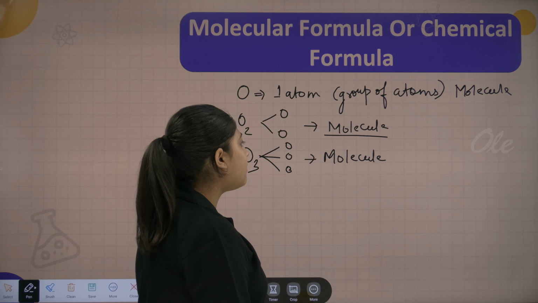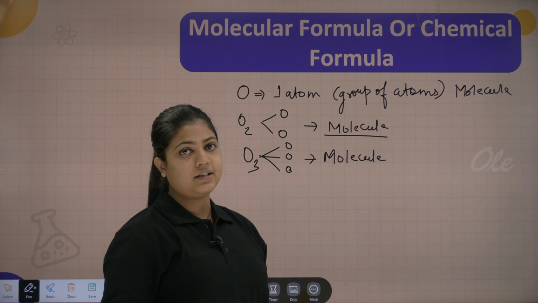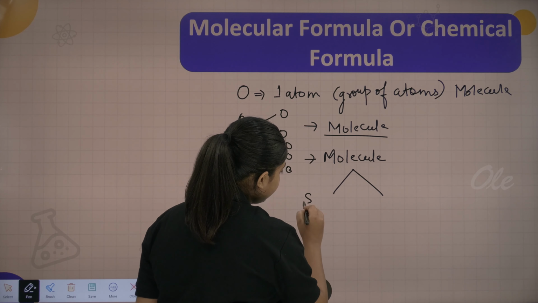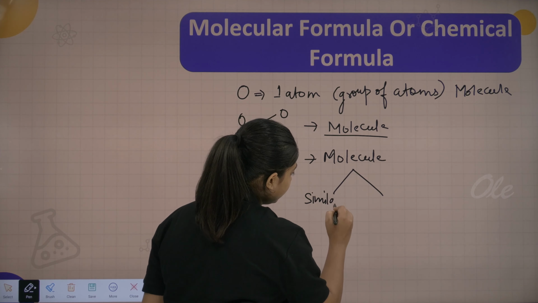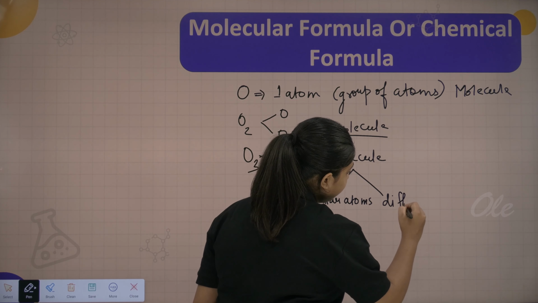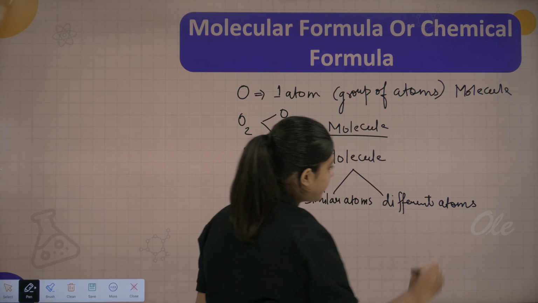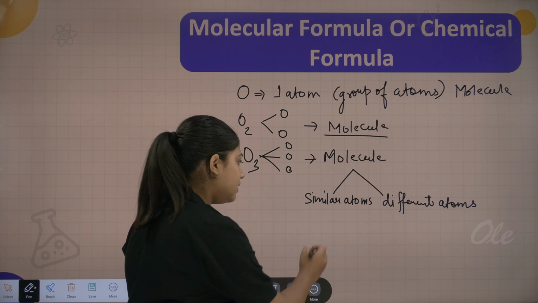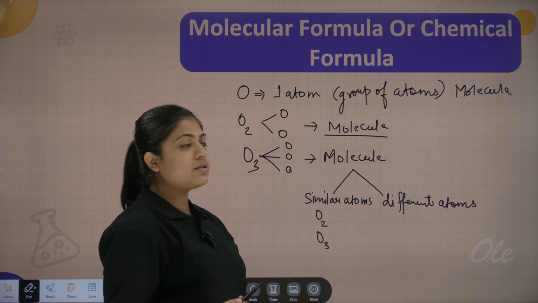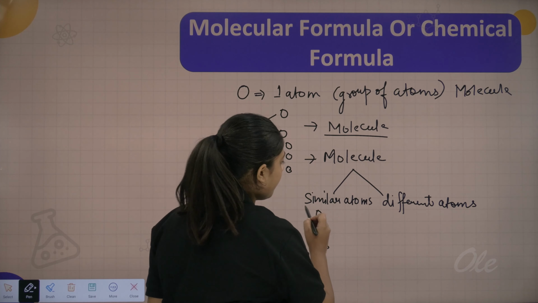Okay. Now, if I talk about the molecule, then a molecule can be of similar atoms and it can be of different atoms also. Now, what do you mean by similar atoms and different atoms? As I have given you the example of oxygen here, if there is O2, if there is O3, all the atoms here are of only oxygen. So this is the molecule of similar atoms.